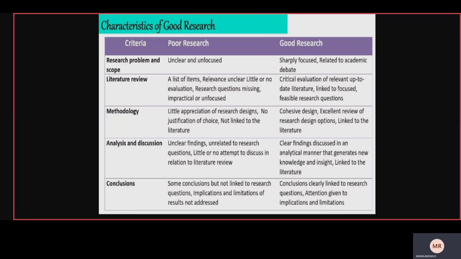And finally the conclusion part. In poor research, some conclusion but not linked to the research questions, implications and limitations, research results not addressed. So the result cannot be in a clear-cut manner. While coming to good research, the conclusion is clearly linked to the research questions, with attention given to the implications and limitations. So we need to give the limitations and implications under the research. Implications can be very important for your thesis and your research paper also.